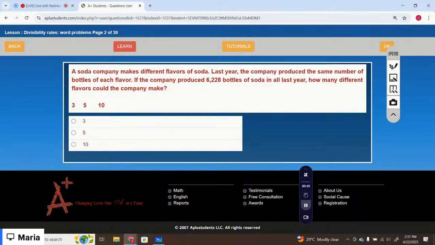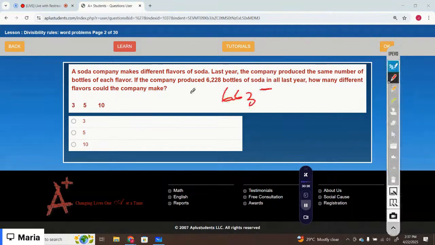A soda company makes different flavors of soda. Last year, the company produced the same number of bottles of each flavor. If the company produced 6,228 bottles of soda last year, how many different flavors could the company make? Now, you are given three numbers. You need to see which number this is completely divisible by. Look at the number 10. The divisibility rule for 10 is that the ones digit must be 0. That is not the case, so it is not divisible by 10.